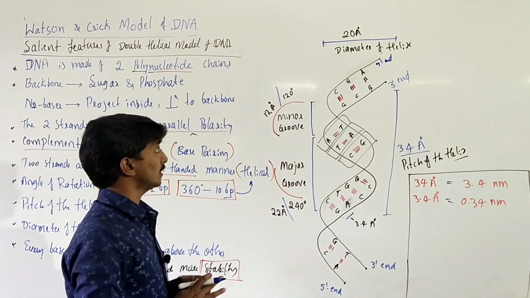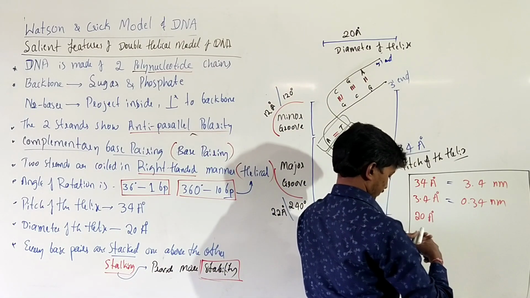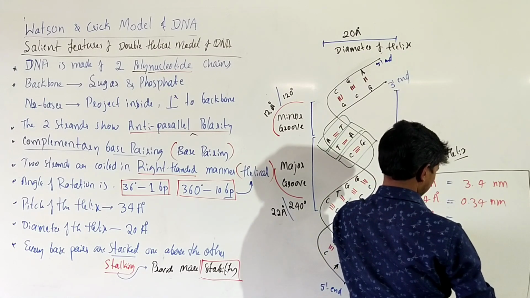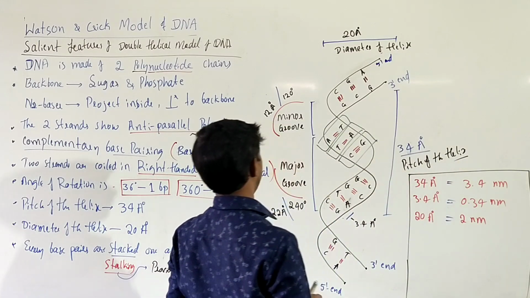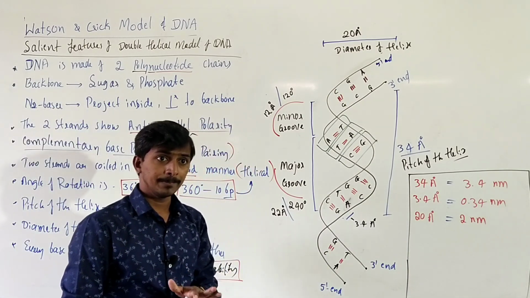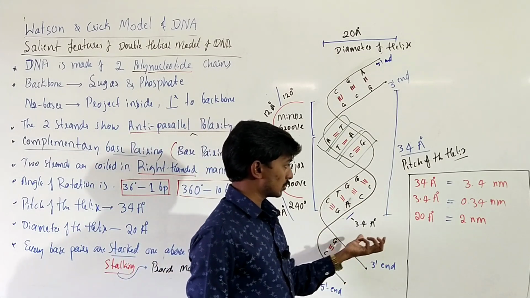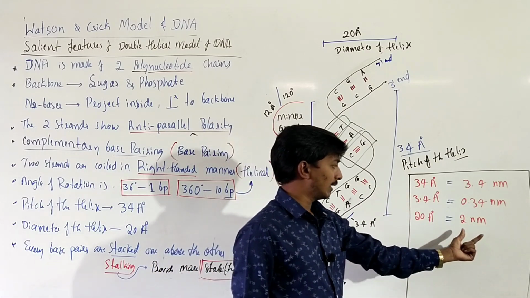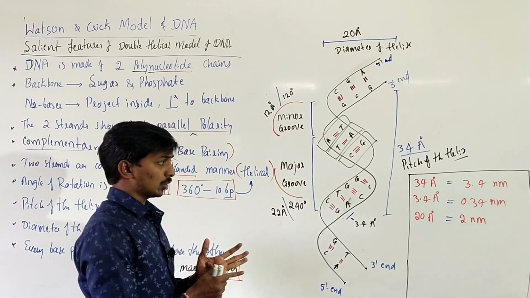Like that you can convert 20 angstrom. 20 angstrom equals to nothing but 2 nanometer. Okay, in examination you may get the questions in the form of angstrom, or you may get in the form of nanometer. You should be knowing how to convert all these three.